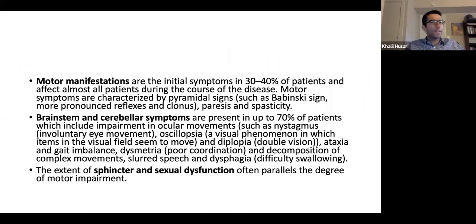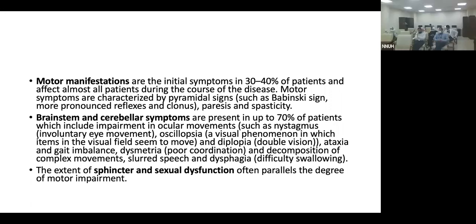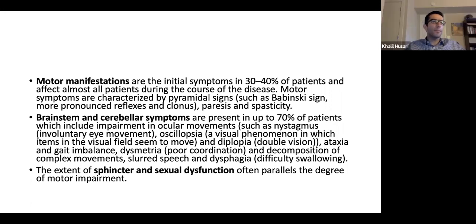Okay, motor manifestations can happen in about 30 to 40%. Of course, it's just weakness and paresis. And the classic is, remember, we're talking about an upper motor neuron lesion. So it's all a pyramidal sign. So pyramidal type weakness, which is flexors of the upper extremities, extensors of the lower extremities. You will get Babinski sign. You will get a little bit of hyperreflexia. You can get spasticity later on as well.